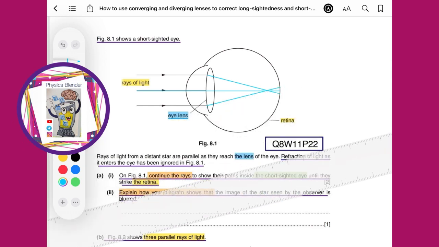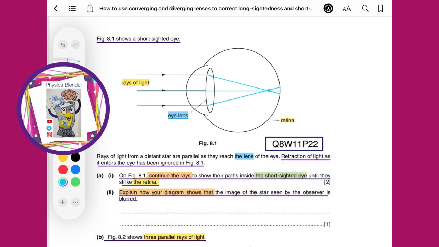That's why the image is blurred. Why? Because we don't have focused rays at the retina. And how could this be corrected? By using a diverging lens. A diverging lens will push the light rays further apart so they can arrive all together at the retina in proper focus. So we already drew the first part.